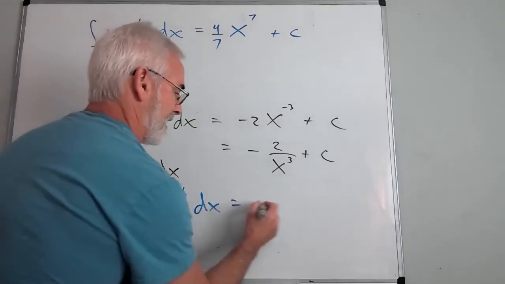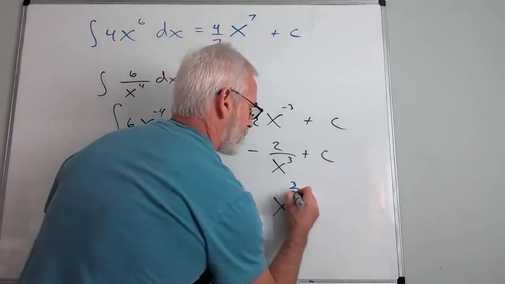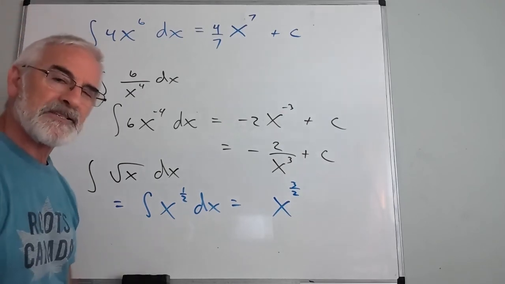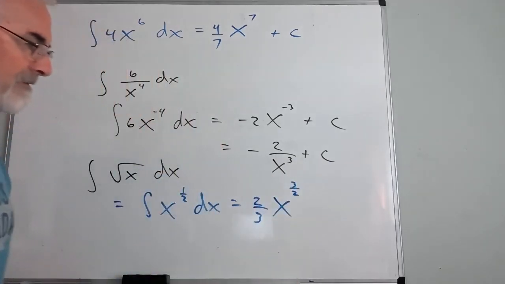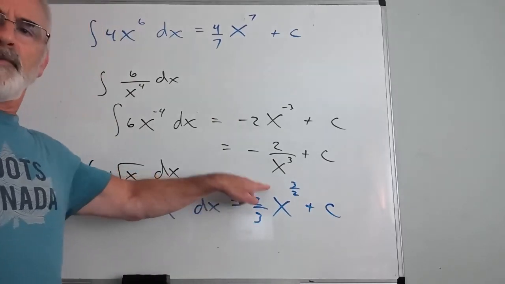Now my answer is going to be x to the what? 3 over 2. Now, what goes in front? 2 over 3. The reciprocal of that guy. And I'm done. Can I leave it in this form? Is this considered finished?